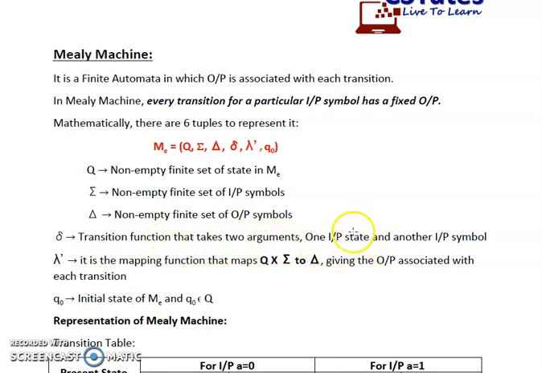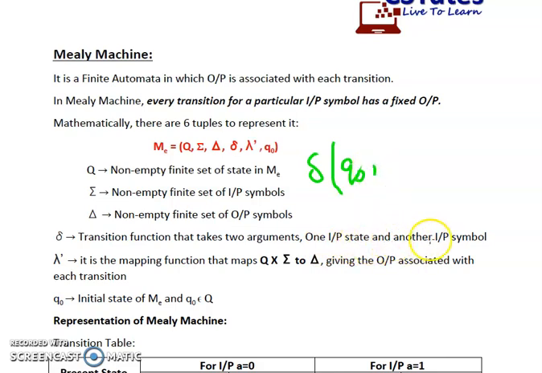One is our input state and another is our input symbol. So let's talk about the transition function. If we talk about delta, it takes two arguments. First is the input state. Let's say currently we are on the state Q0. So that is our input state.